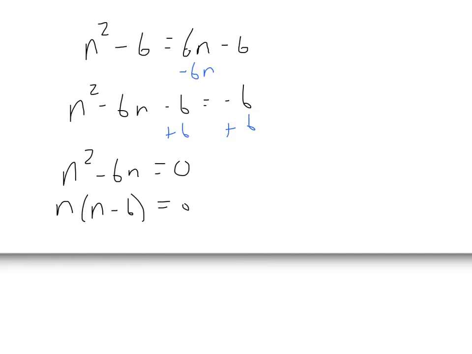So this is the zero product property at work. What would cause this binomial to become 0? A positive 6 would. What would cause this variable to become 0? Plugging in a 0 would. So I have two solutions, 0 and 6.